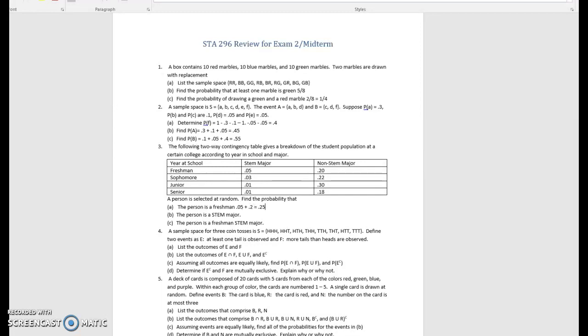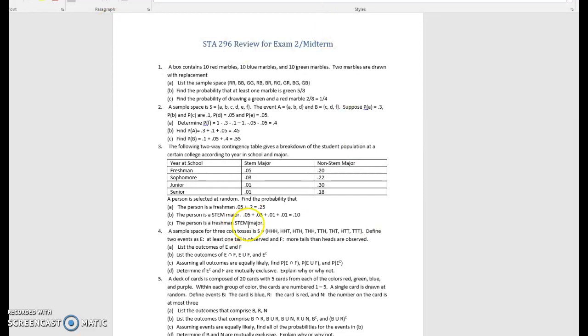and 0.25. All right. Well, now let's find the probability that someone is a STEM major. Notice STEM major is this column right here. We just need to add together every single probability in that column. All right, so if we do that, that's 0.05 plus 0.03 plus 0.01 plus 0.01. And let's see, I believe that's just going to give us 0.10.